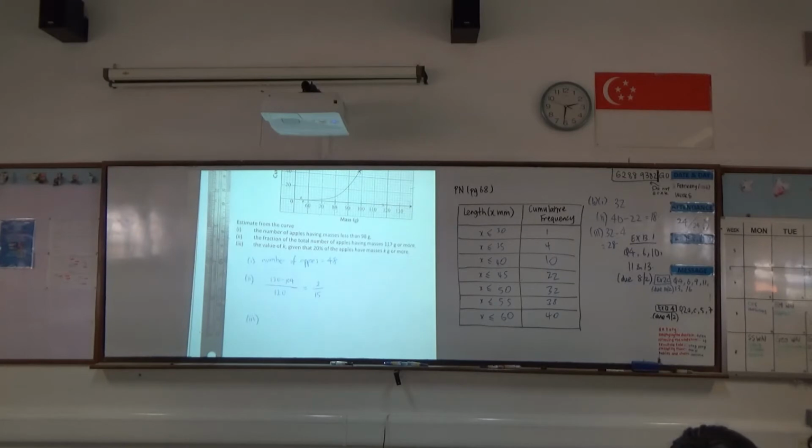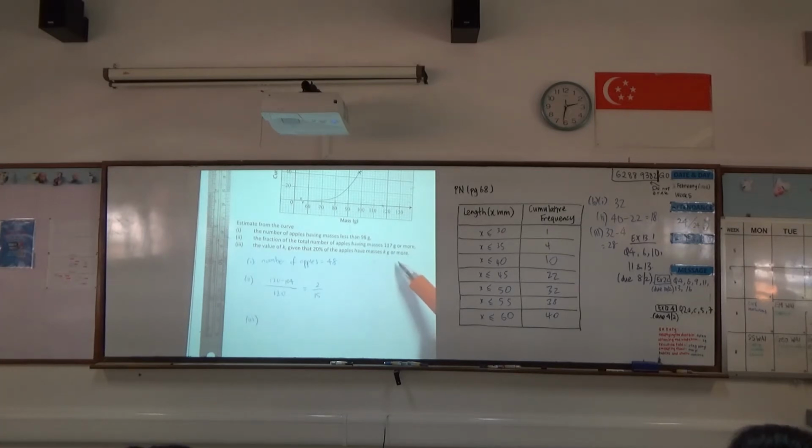And to find the value of k, given that 20% of the apples have masses k grams or more, how do you think we could get the answer? Teresa? What will you do first? Find the 80%. Why would you want to find 80%? Okay, because we want the top 20. Because they say or more.